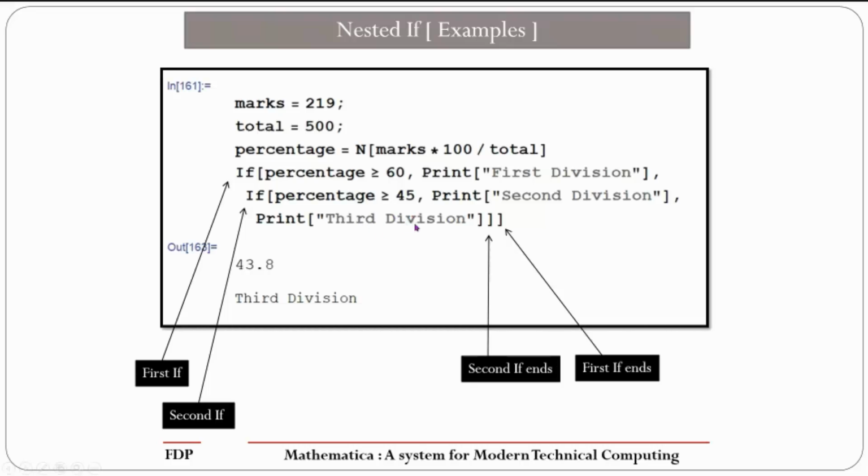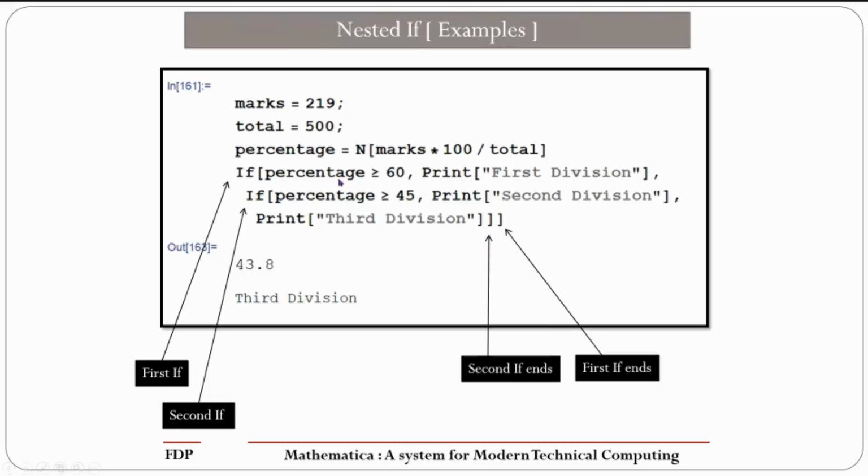If percentage is greater than equal to 35, this portion is print third division. In this portion, you can put another if for checking your third division or fail. So if percentage is greater than equal to 35, then true is third division and false is fail, like this one. So that is basically nested if, where you use an if statement inside of an if statement. So that is our first if here, another is here, the second, and this is where the first if ends, and here the second if ends.